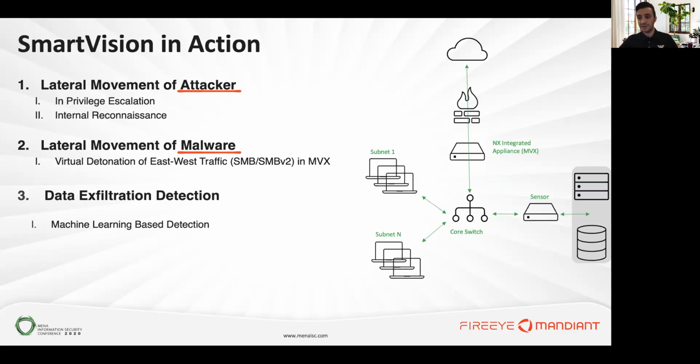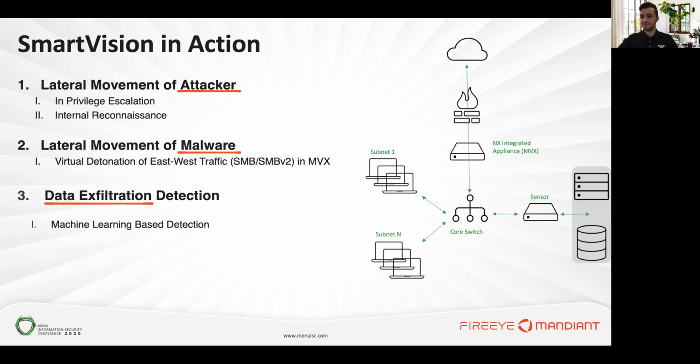Now, Smart Vision can identify malware as it moves through your network. So it's about the malware as well. We utilize our MVX technology to virtually execute all suspicious objects that are moving using the SMB protocol, as an example. Smart Vision is also helpful during the data exfiltration phase. During this phase, it will detect any unusual file transfer. Those file transfers could be associated with data theft. It utilizes its machine learning modules and data exfiltration modules to do that.